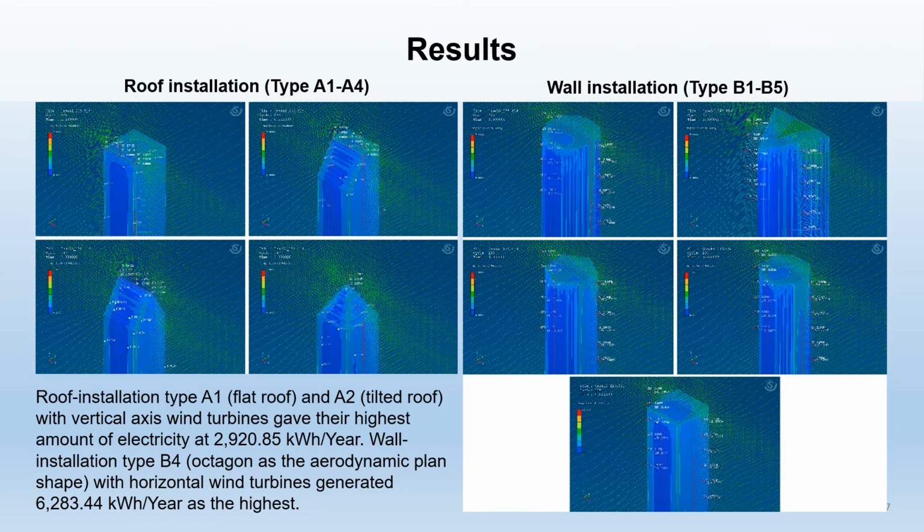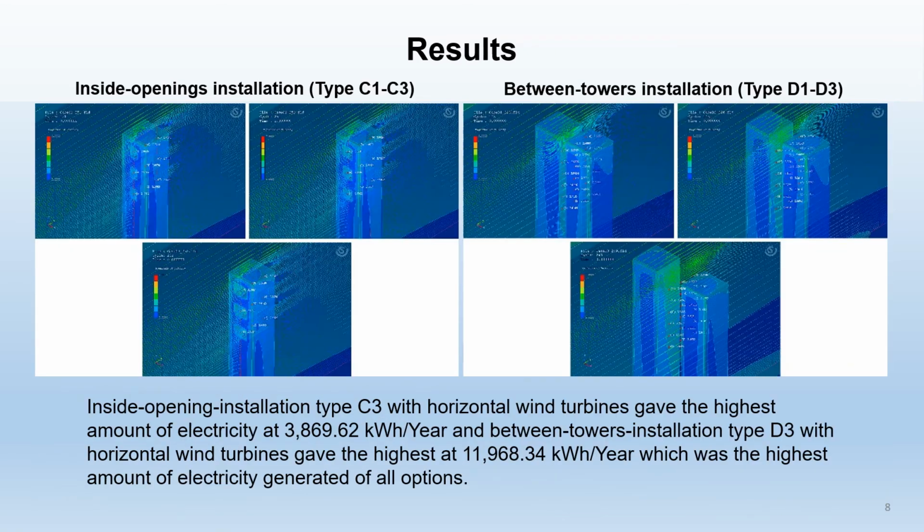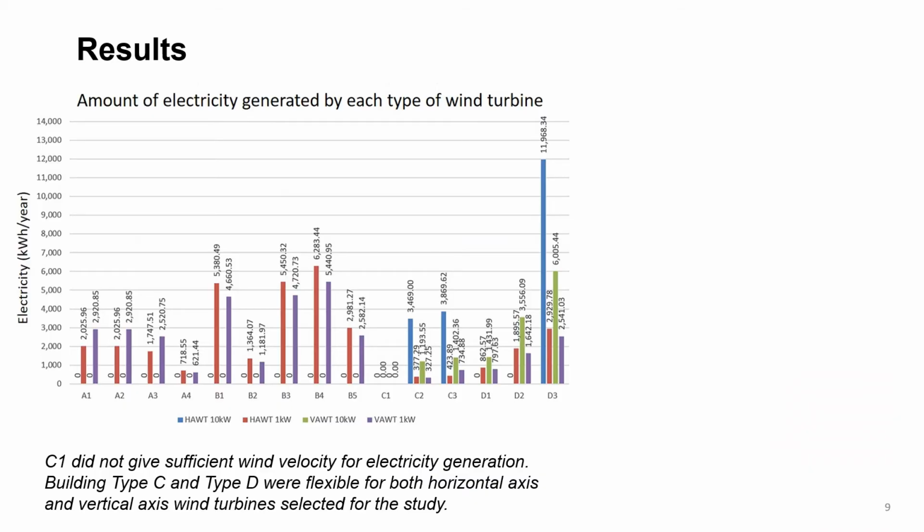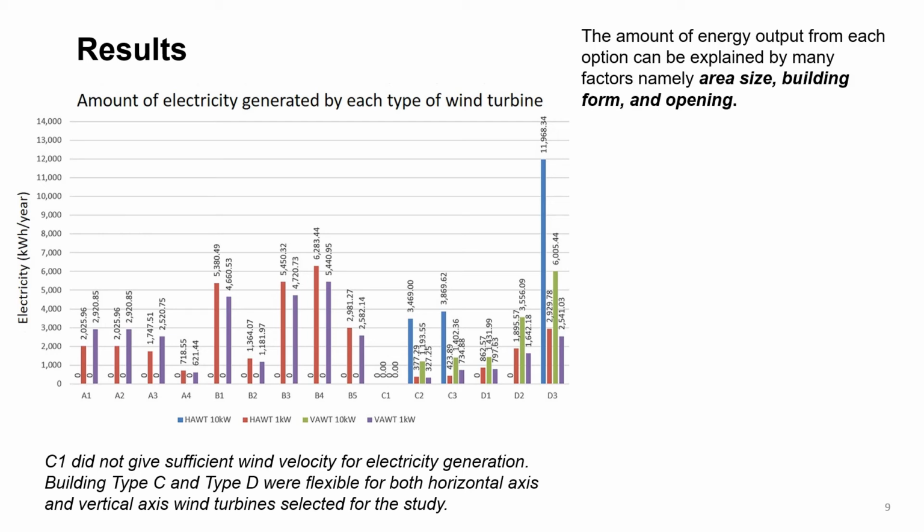This slide shows the results from roof installation and wall installation. And this slide shows the results from inside opening installation and between towers installation. We found that type D3 gave the highest amount of electricity generated of all options. The amount of electricity generated by each type of wind turbine is shown in the graph and is related to many factors, including area size, building form, and opening.